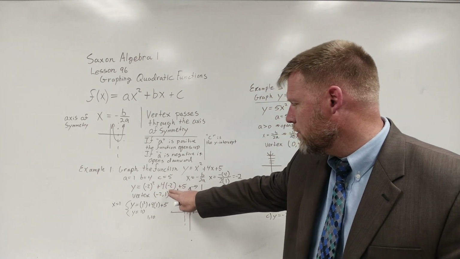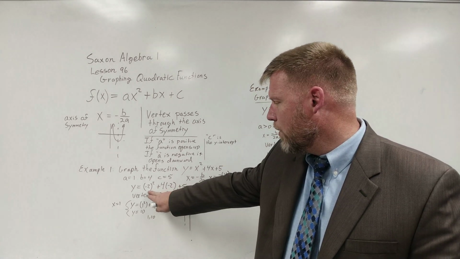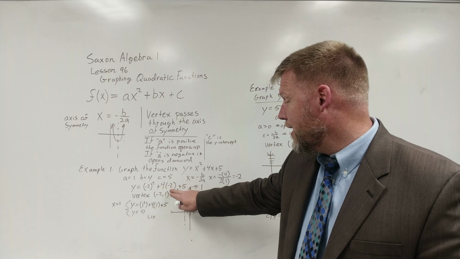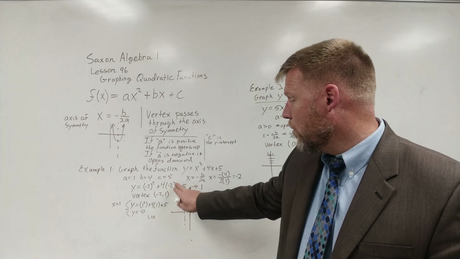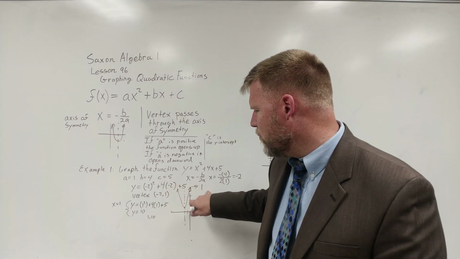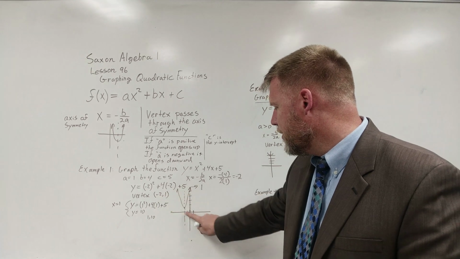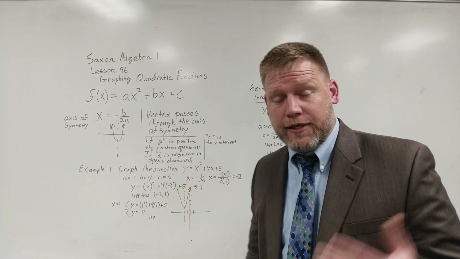Negative 2 squared plus 4 times negative 2 plus 5. Negative 2 squared is 4, minus 8, plus 5, which is 1. So once I know that's 1, my vertex is at negative 2, comma 1. Negative 2, comma 1. This is getting more and more simple.